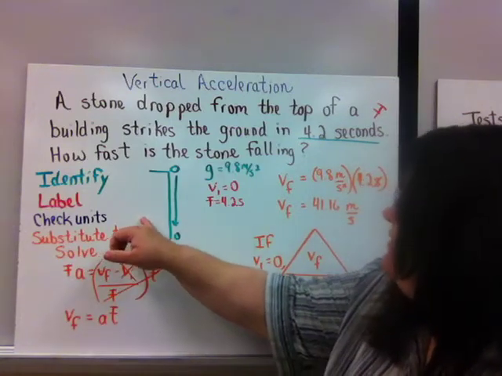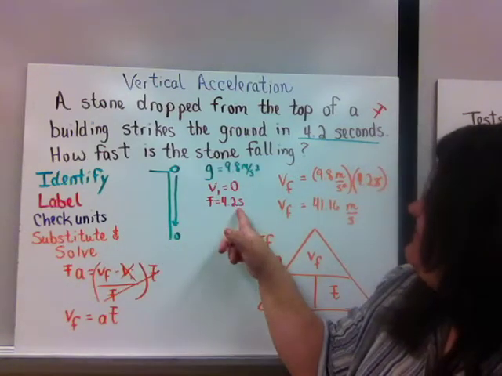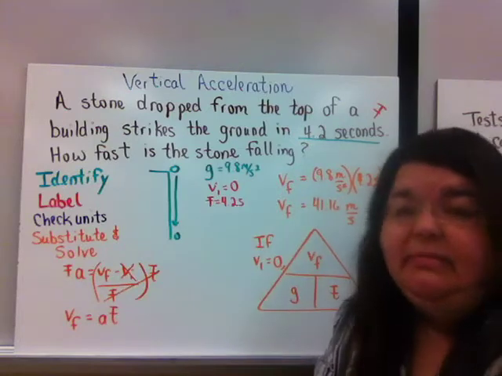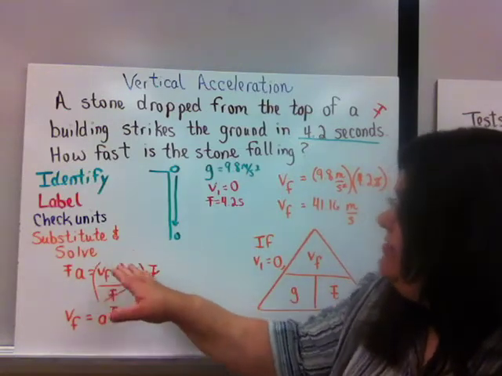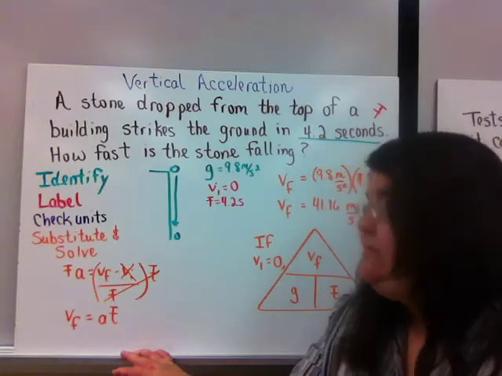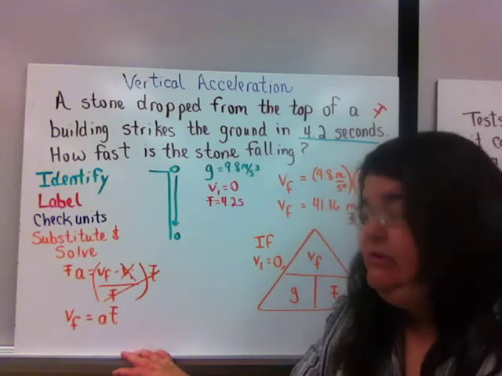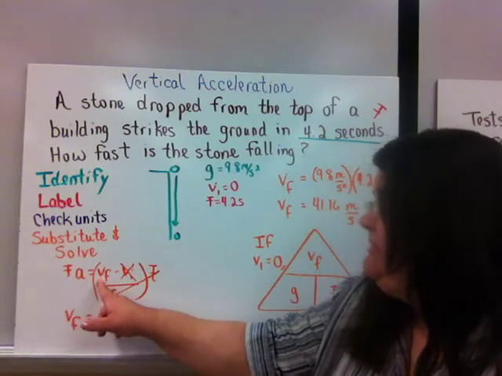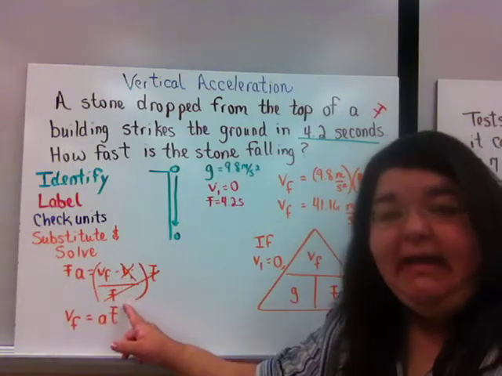I'm going to check my units, and everything's okay because I have seconds here and seconds squared in my gravity. And now I'm going to substitute and solve. Now the equation that we start with for this problem is the same as any acceleration equation. A equals VF minus VI over time.